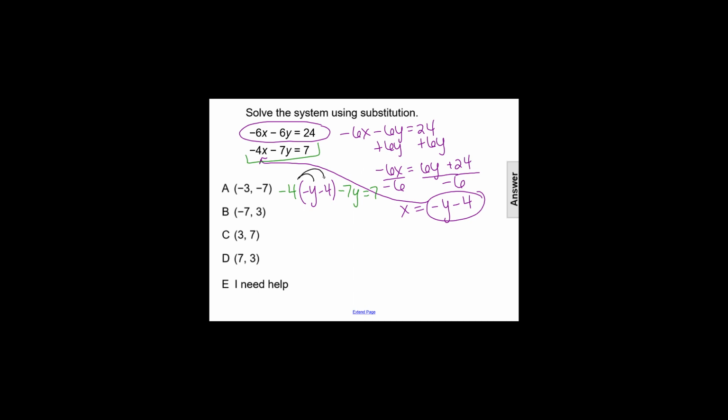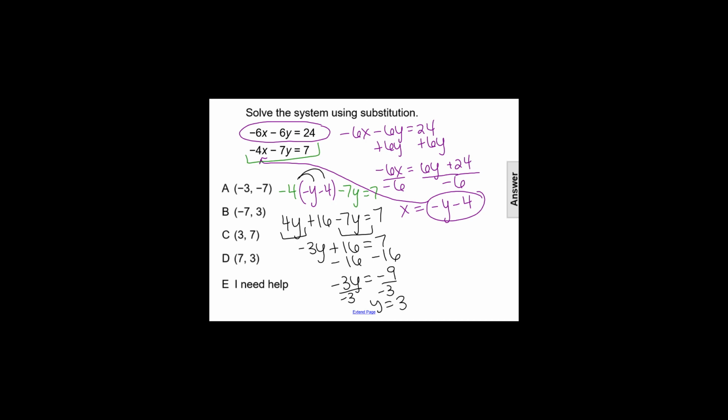We can distribute the negative 4, so that will be positive 4y plus 16 minus 7y equals 7. 4y minus 7y equals negative 3y, plus 16 equals 7. Subtracting 16 from both sides gives us negative 3y equals negative 9. And dividing both sides by negative 3 gives us that y equals 3. So we found half of our solution. We found the value for y.